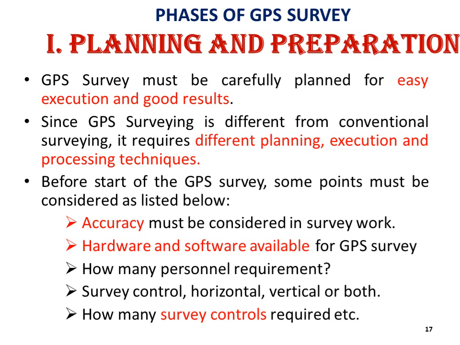First one is accuracy. Accuracy must be considered in survey work. Second, hardware and software available for GPS survey. Which hardware are you going to use? Which software are you going to use? You should have a clear idea about that. Third, how many personnel are required, means how much manpower is required. Survey control, horizontal, vertical or both.